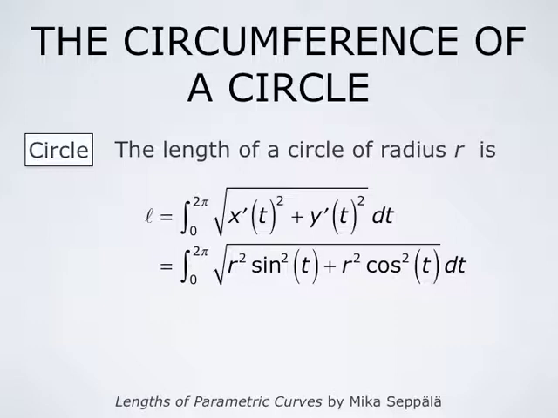But now the square root of r squared times sine squared plus r squared times cosine squared is simply the square root of r squared, and the square root of r squared is r. So this integral reduces to the integral from 0 to 2 pi of r dt. r does not depend on t, and therefore this integral is simply 2 times pi times r. A quick way to compute the length of a circle of radius r.